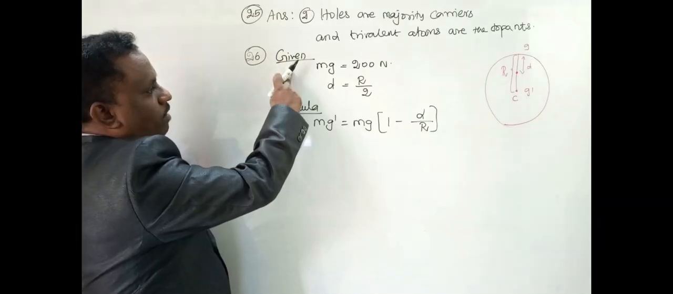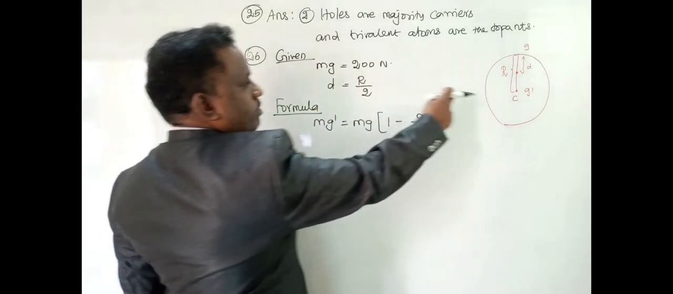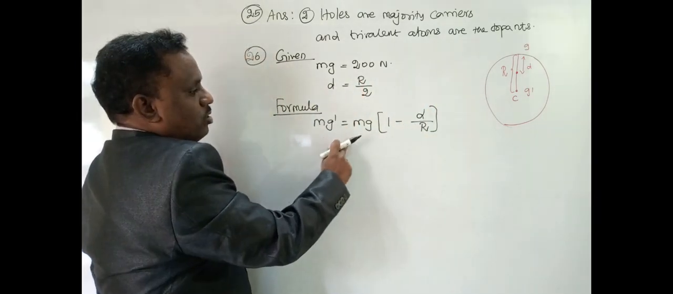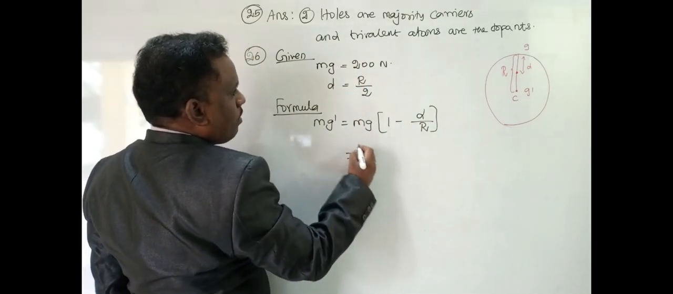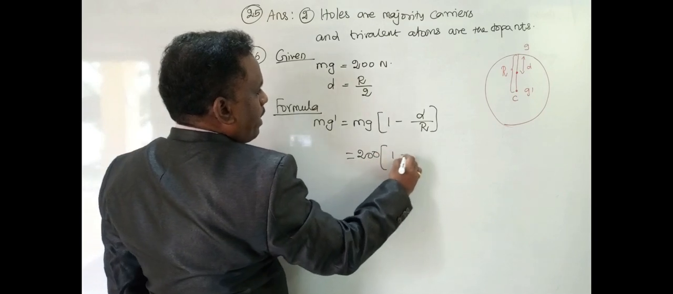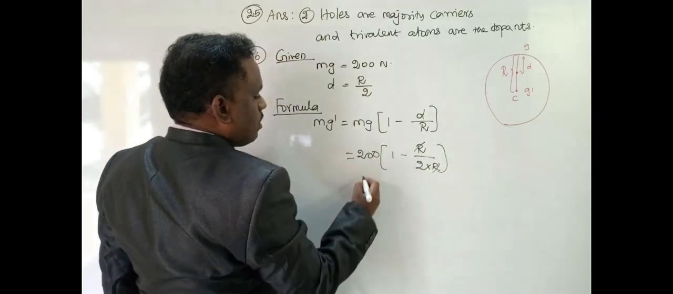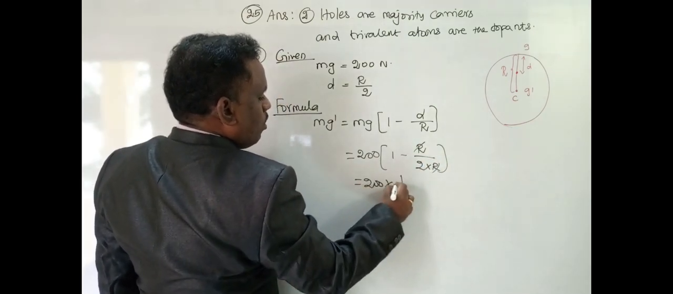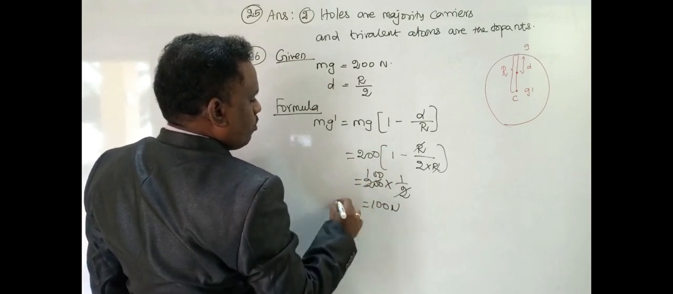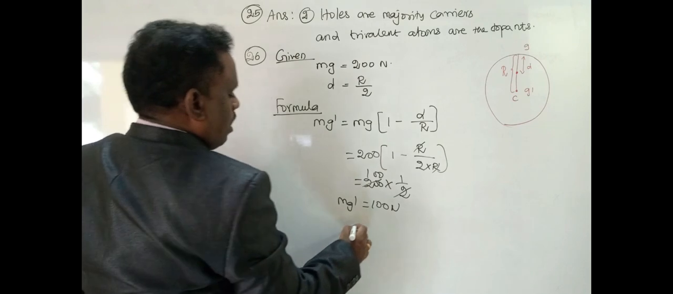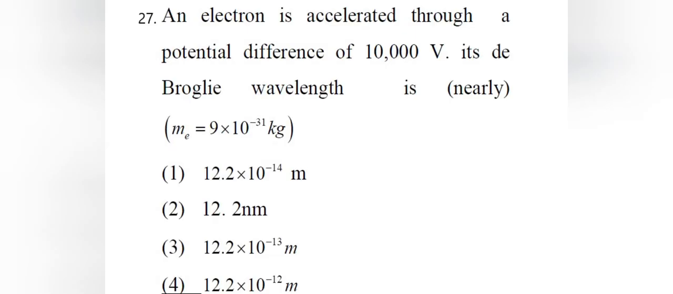26th question, given value mg is equal to 200 Newton, d is equal to R by 2 from the figure. Formula: mg dash is equal to mg into 1 minus small d by capital R. Substitute this value in this formula. 200 into 1 minus R by 2 into R. R cancelled. So 200 into 1 by 2. So 100. Answer is 100 Newton. Correct option 1, 100 Newton.